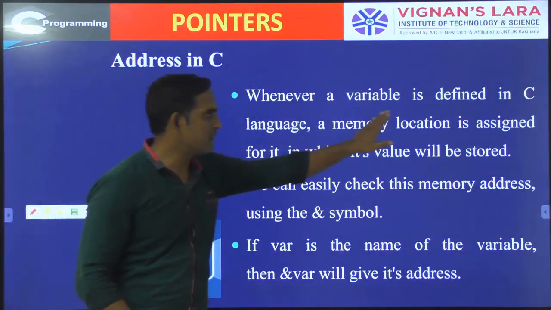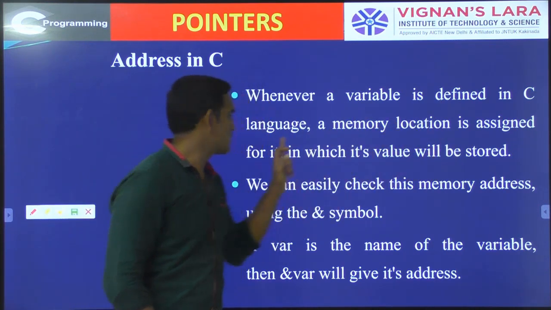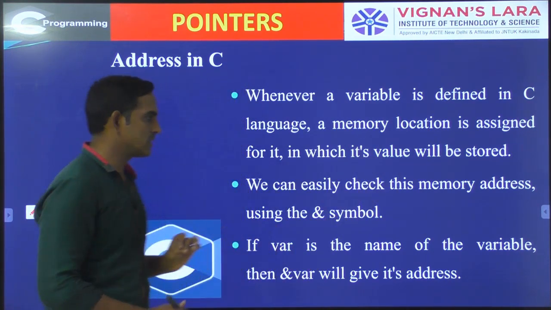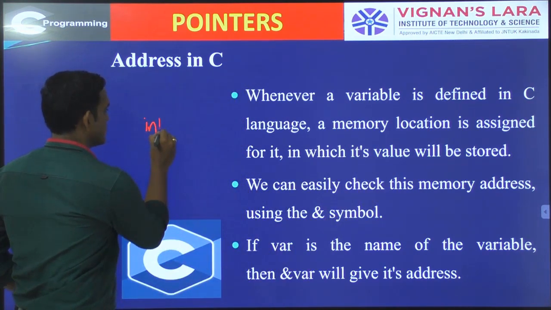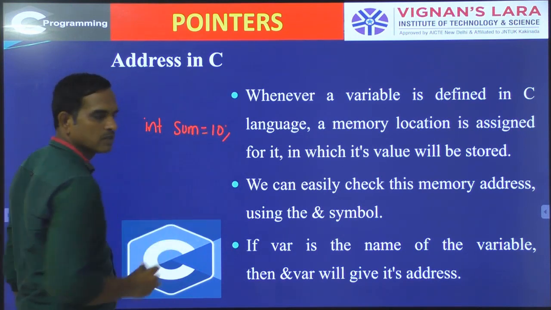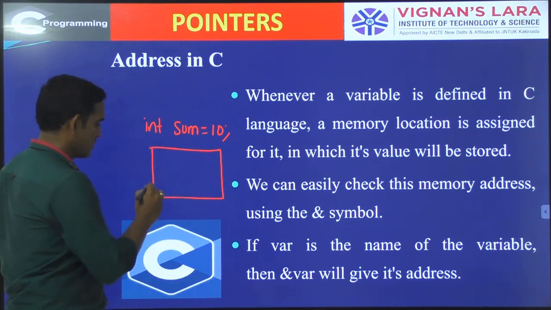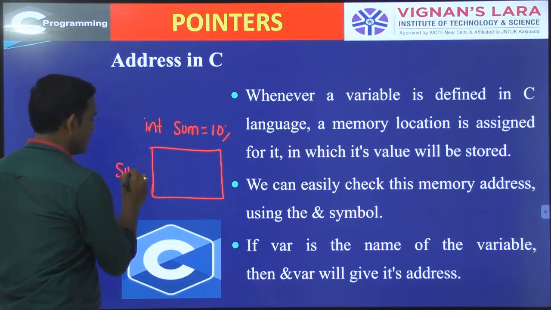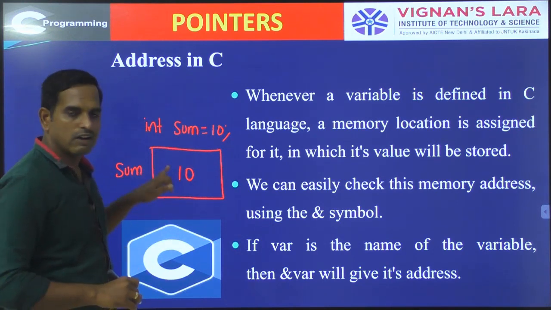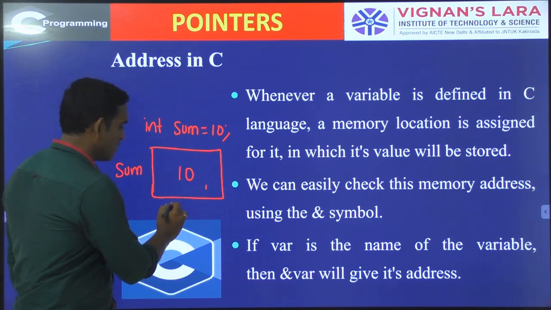So whenever a variable is declared or defined in C language, a memory location is assigned for it in which its value will be stored. As I told, if I have a declaration int sum equals 10, 4 bytes of memory will be assigned. The name of the memory location will be sum, and the value 10 will be stored in that memory location.